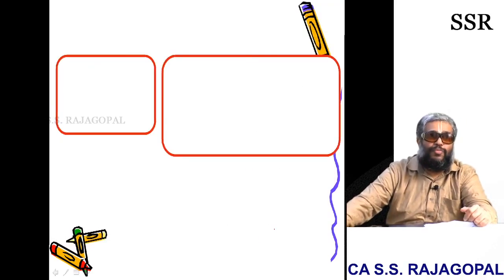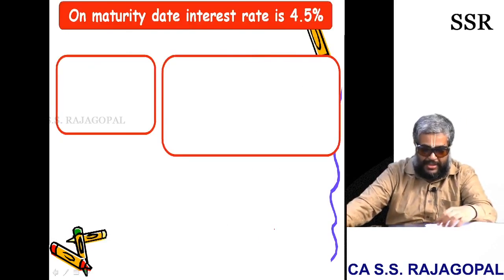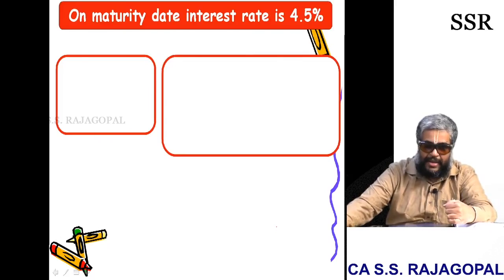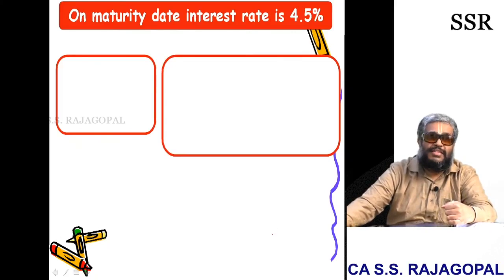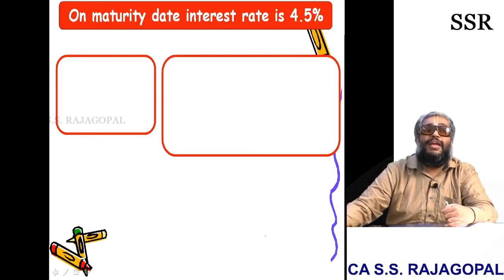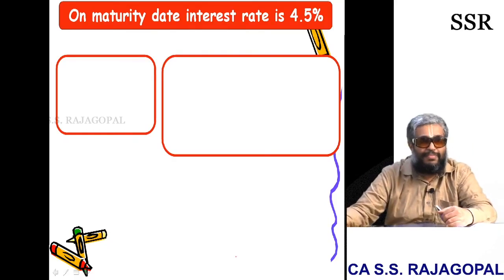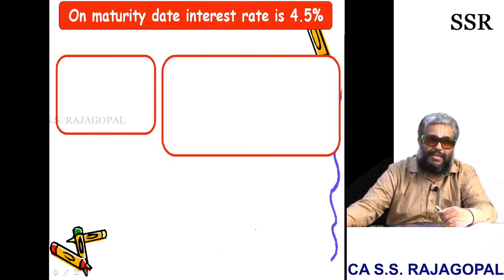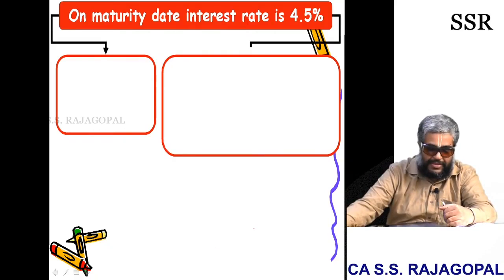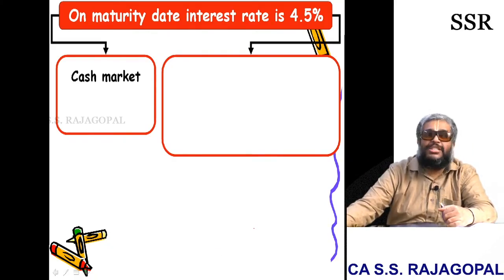Next, step 2. After 3 months, on maturity date, interest rate is 4.5%. First, the cash market.